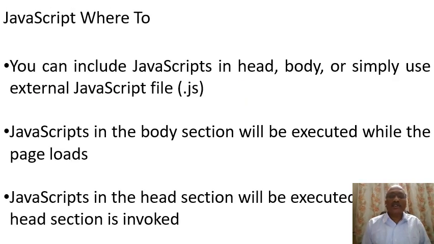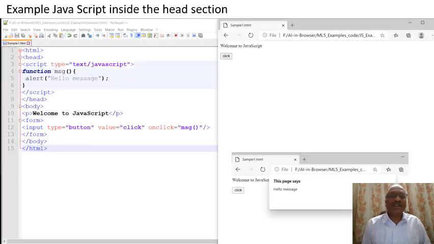And where do we write these JavaScripts? We can include JavaScript in the head section of the HTML page, or in the body section of the HTML page, or simply use external JavaScript files linked to the corresponding HTML page. The JavaScript included in the body section will be executed when the page loads, while the JavaScript present in the head section will be executed when it is invoked.